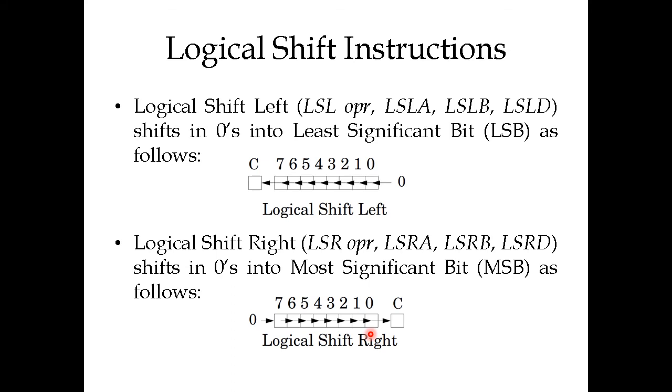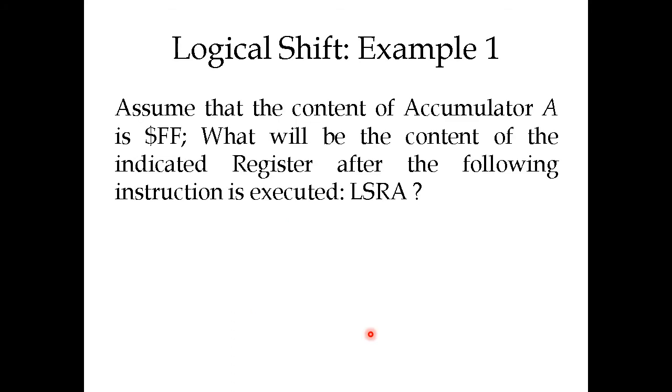We'll show you an example. Let's say we are trying to apply LSRA, which is the logical shift right for accumulator A. You are given the content of accumulator A, which is FF. We want to know what the content of accumulator A will be after you execute this instruction. As you can guess, this is an inherent instruction, because there is no operand.